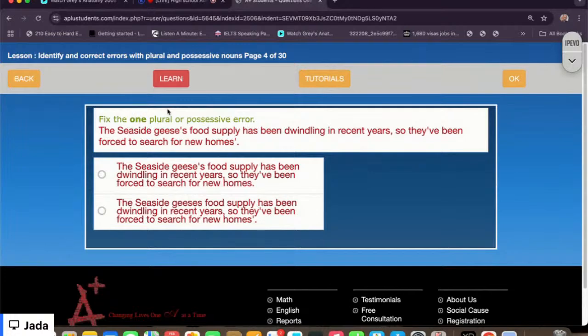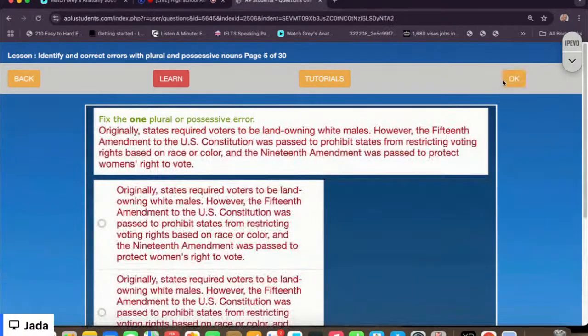So we have fixed the one plural possessive error here. The seaside geese food supply has been dwindling in recent years, so they have been forced to search for new homes. So new homes. Homes does not need to be in a plural possessive. It's just what? Plural now. And then just one. So it's just one plural. So we have to just fix homes. Homes is just a plural now. We do not need to make it possessive.